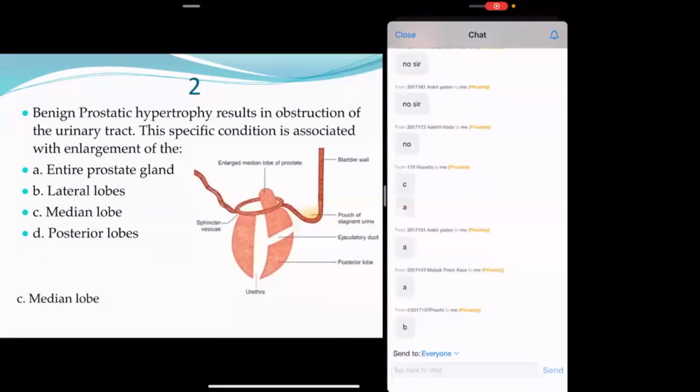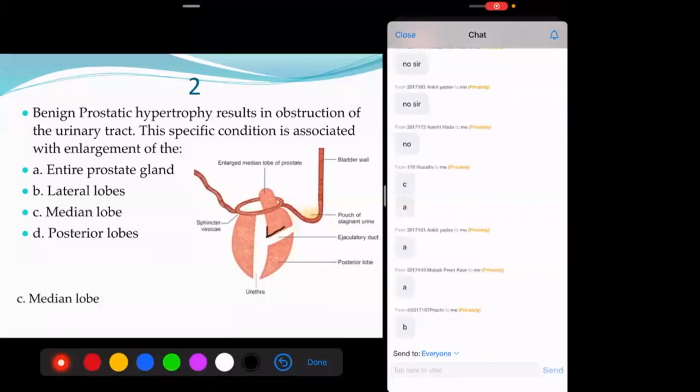Median lobe. The median lobe is very near to the bladder neck. You can see here. So any lobe enlargement can cause obstruction, but mainly if the median lobe enlarges, the lobe will go into the bladder, obstructing the neck. See, the neck is obstructed.